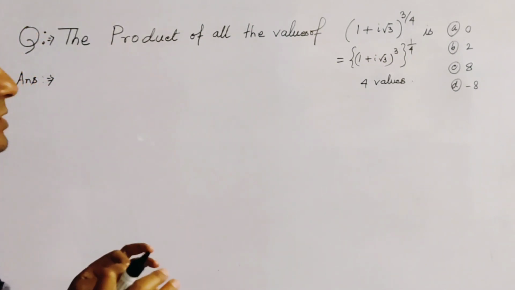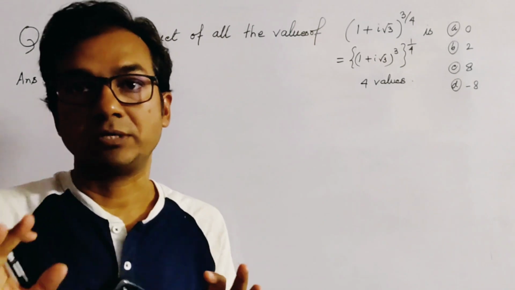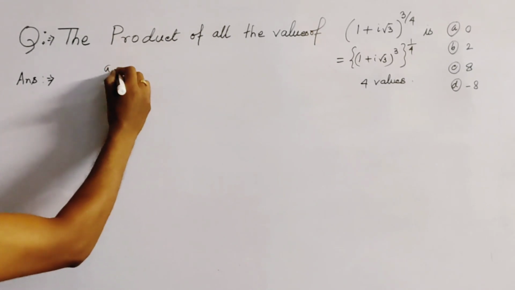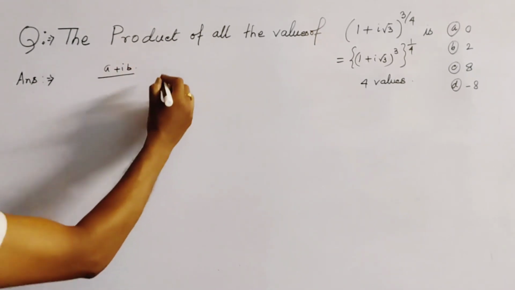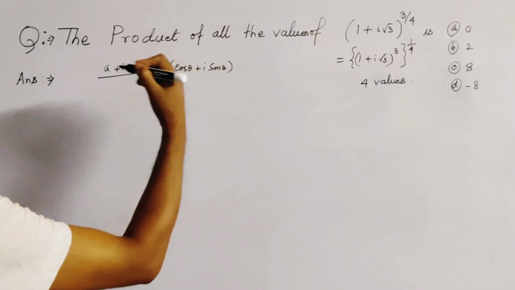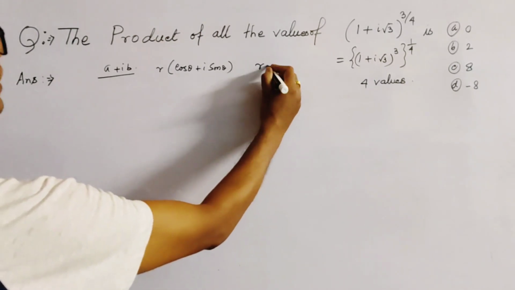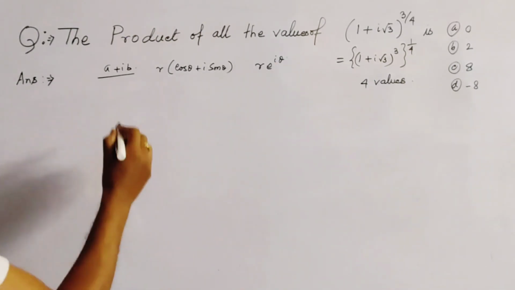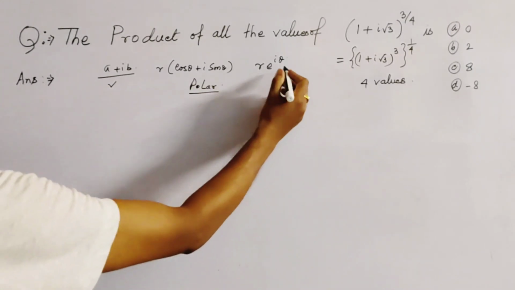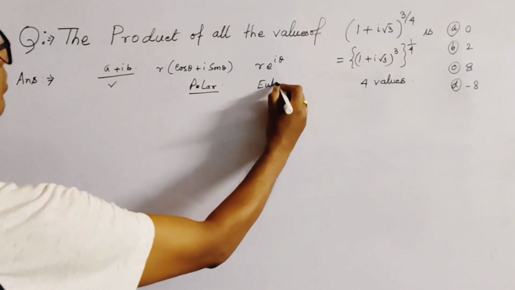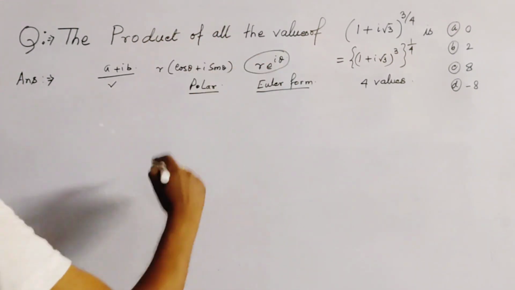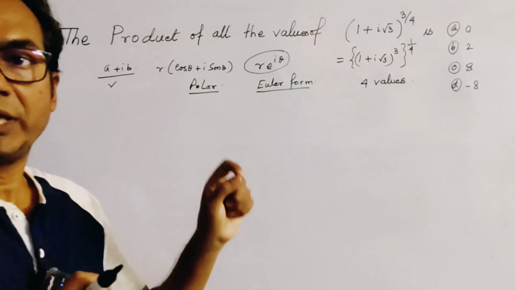Now we first discuss the different forms of a complex number. In short, the first form is a plus ib, the second form is r into cos theta plus i sin theta, and the third form is r into e to the power i theta. This is the general form, this is the polar form, and this is the Euler form. We use these forms of complex numbers to solve this type of problem very easily.